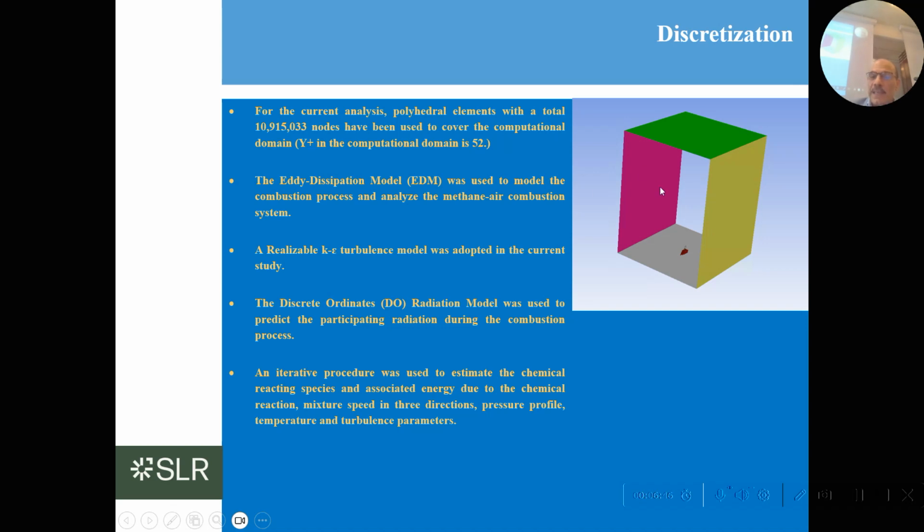And for the current analysis, I have used polyhedral elements with a total of 11 million nodes to cover the computational domain. And I got a Y plus in the computational domain in the order of 54. It's basically fine elements almost in the entire domain. And I have used the realizable K epsilon turbulence model as well. And this is more accurate than the standard K epsilon.